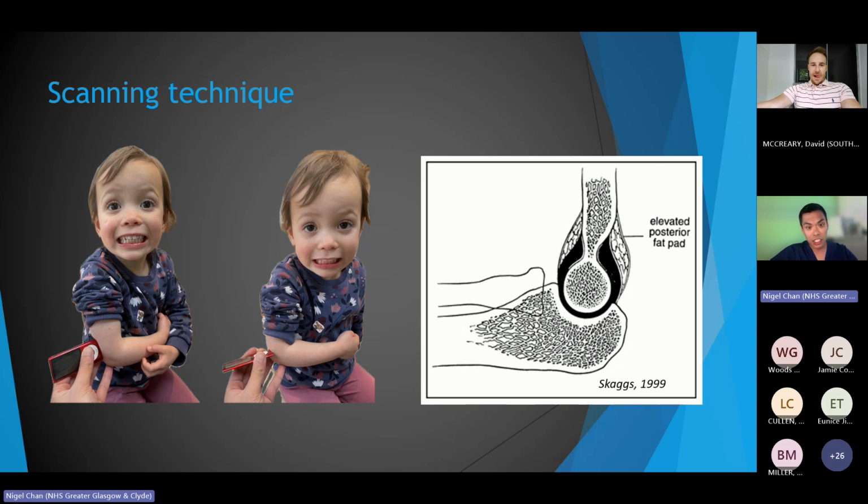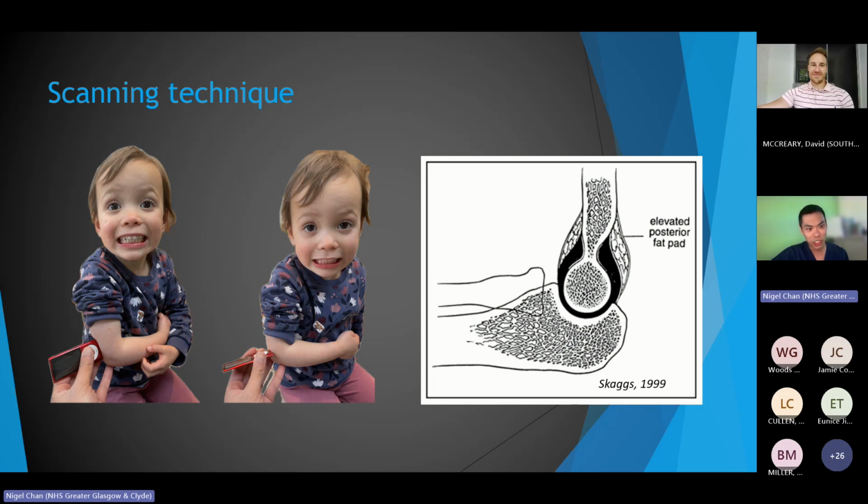So this is just a schematic of what we're probably used to looking at on X-ray. You're looking for posterior fat pad elevation from a lipohemarthrosis within the joint. And obviously ultrasound is really good at looking at soft tissue and fluid. So hopefully I'll demonstrate to you that it's a lot easier to detect that rather than doing it on an X-ray.